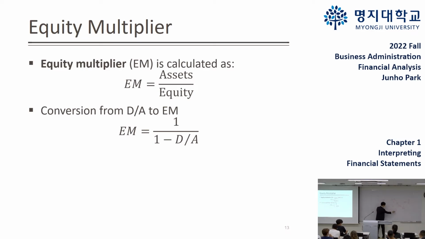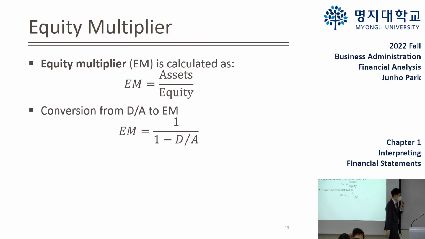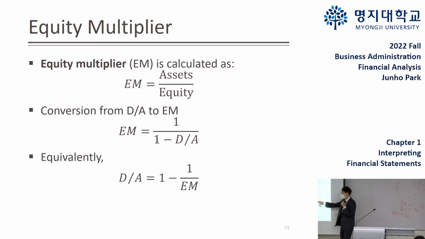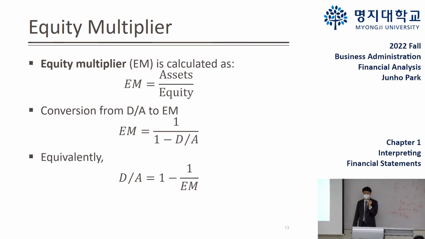And if you move this term to the left side, and this term to the right side, you get 1 over equity multiplier will be 1 minus debt to asset. And because this is a reversed number, equity multiplier will be 1 over 1 minus debt to asset, and that's what we have in this lecture note. And the reverse is also possible, and you will be able to obtain this result if you try this. So debt to asset will be 1 minus 1 over equity multiplier.